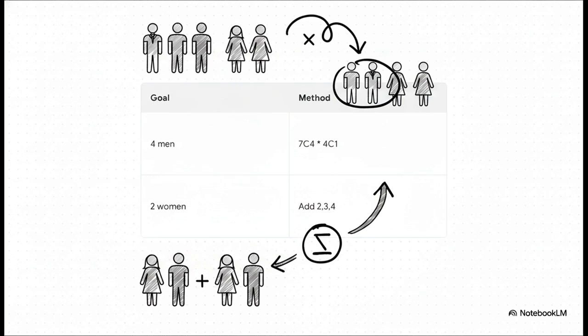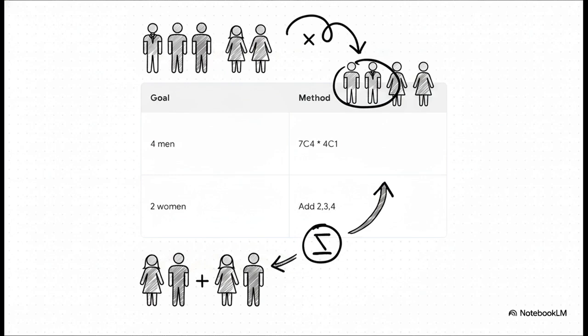If the exam asks for exactly 4 men, your favorable outcome is choosing 4 men from the 7, which is 7 choose 4, and you multiply that by choosing 1 woman from the 4, which is 4 choose 1, to finish out the 5-person committee. But you really need to watch out for phrases like at least and at most.